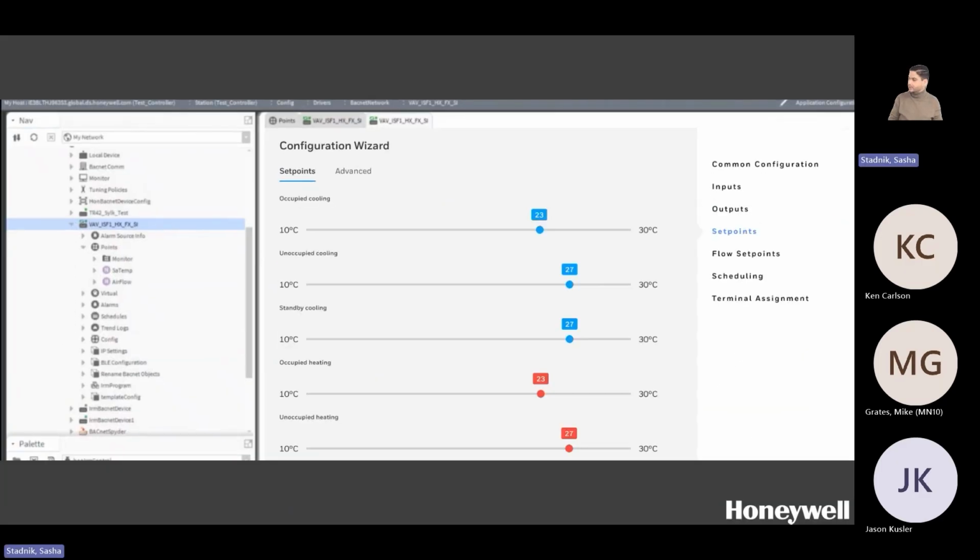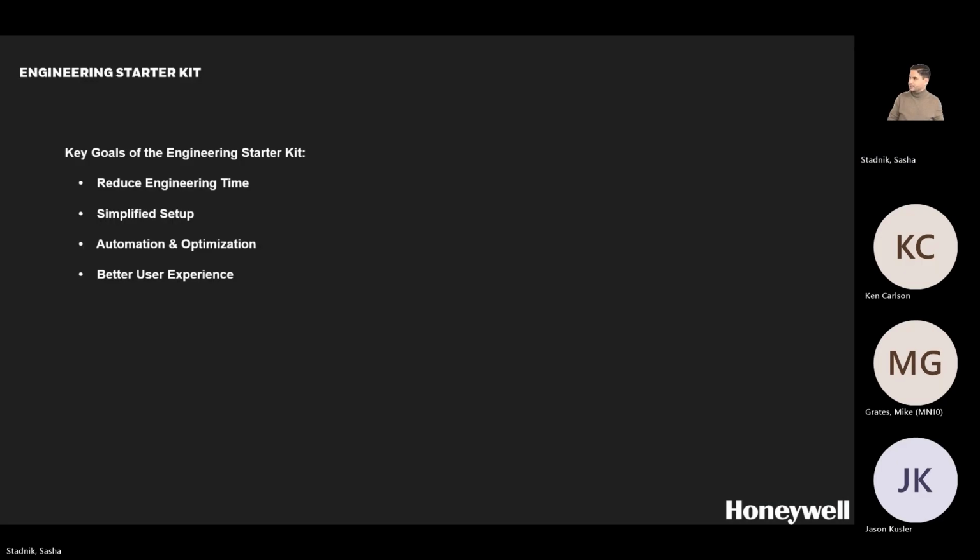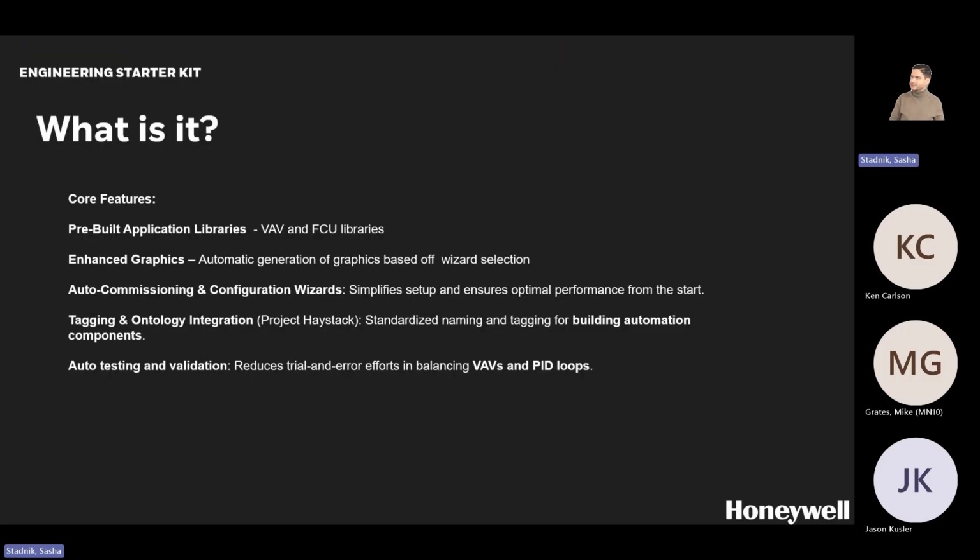Oh, 2 minutes. So what is the engineering starter kit? The engineering starter kit is a set of pre-programmed CAN applications for unitary control or VAV control. They are going to come different from the factory, where you can configure the control.